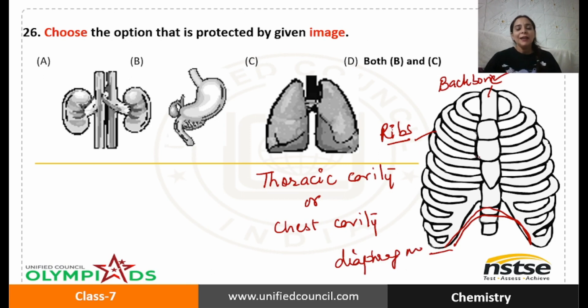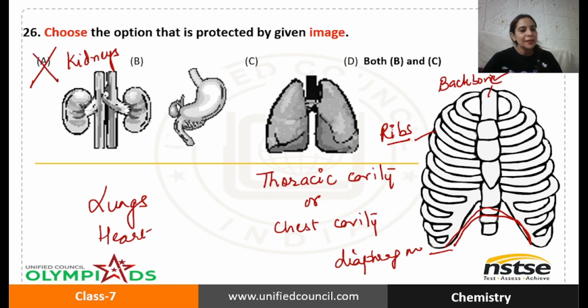So inside it we have 2 organs which are protected by this, and it includes lungs, that is our respiratory organs, and our heart. Both of them are enclosed in this chest cavity. So option A, you can see this picture, it represents our kidneys. Kidneys are not enclosed in the thoracic cavity, so option A is incorrect.